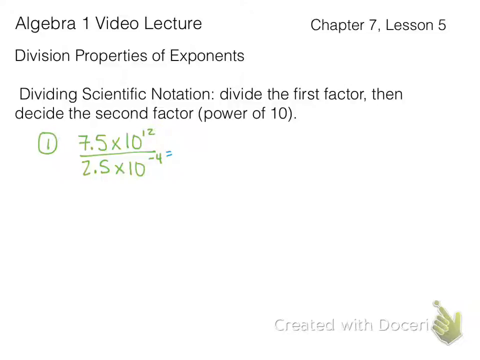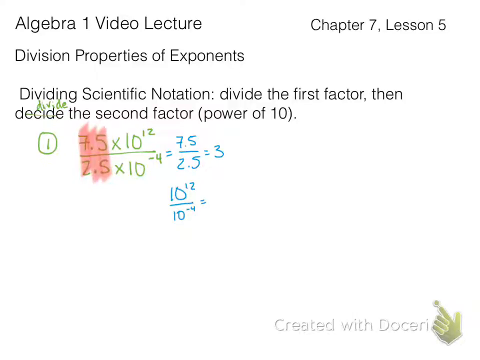All right, when we're dividing scientific notation, divide the first factors, then divide, not decide, divide. Gotta love spelling errors. The second factor, which is again the power of 10. So the first factors here are the 7.5 and 2.5. So we're going to go ahead and divide those, which equals 3. And then we're going to divide the powers of 10, which is 10 to the 12th over 10 to the negative 4th, which means subtraction.